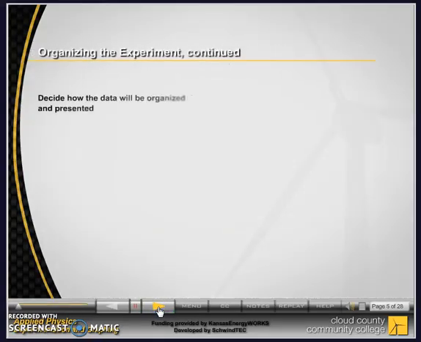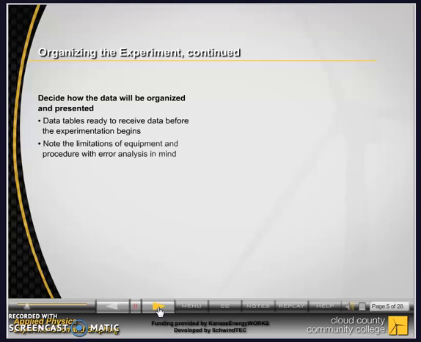Decide how the data will be organized and presented. Have your data tables in your lab notebook ready to receive data before the experimentation begins. In your lab notebook, note the limitations of your equipment and procedure with error analysis in mind. As the experiment proceeds, note data that has any question about it.